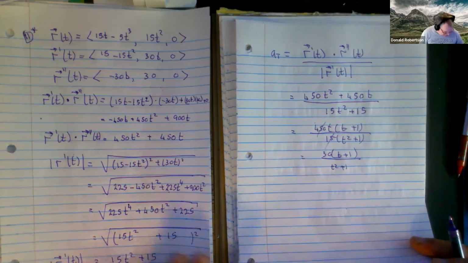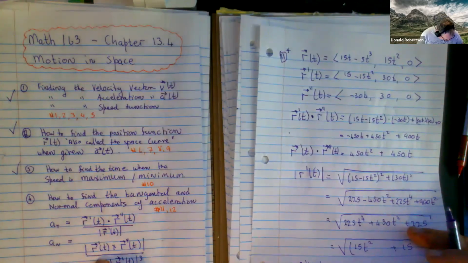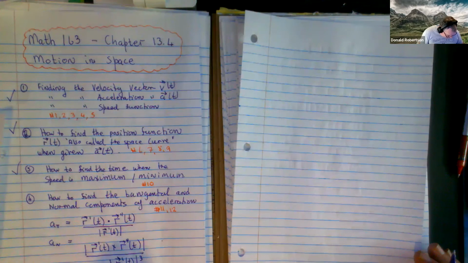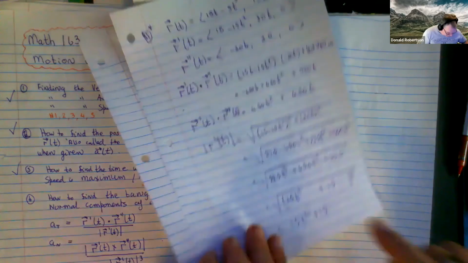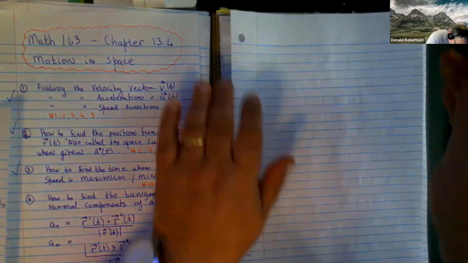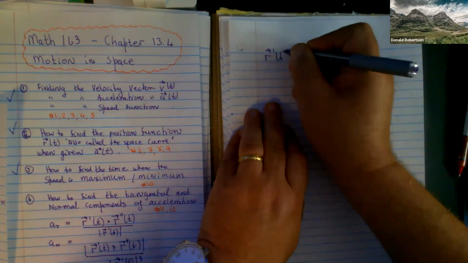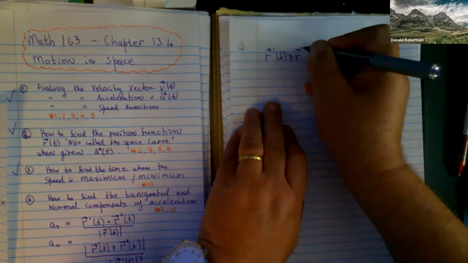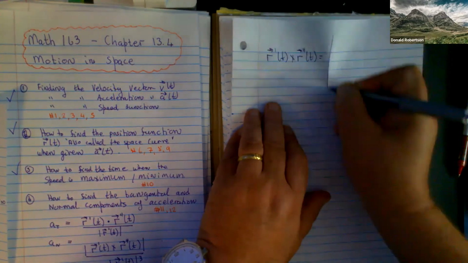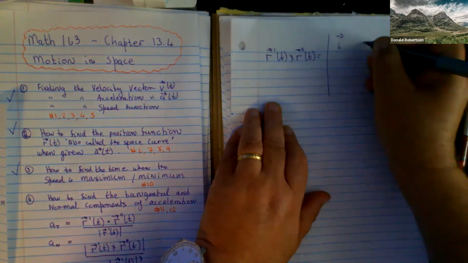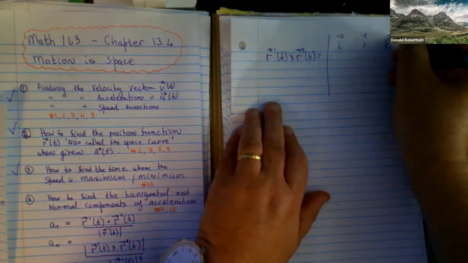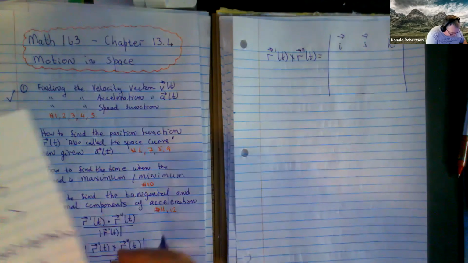Now, the normal component needs the magnitude of the cross product of these two divided by the magnitude cubed. I already know the magnitude, so the only thing I need to find is the cross product of the first and second derivatives. So there's going to be an i, a j, and a k, and I want some nice stuff to happen here.